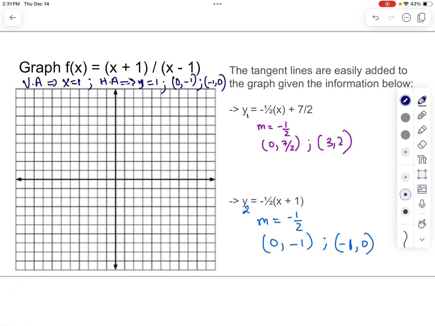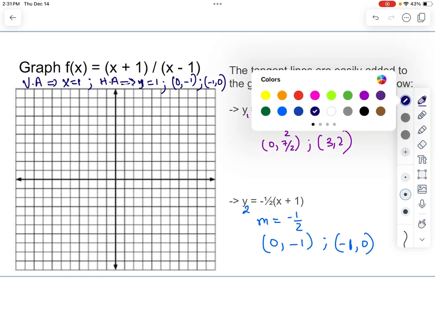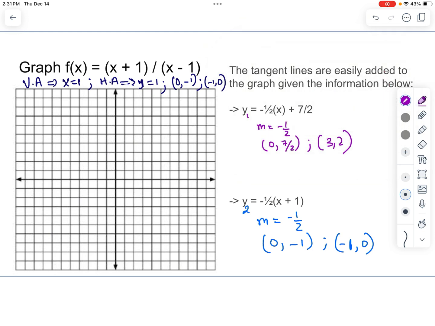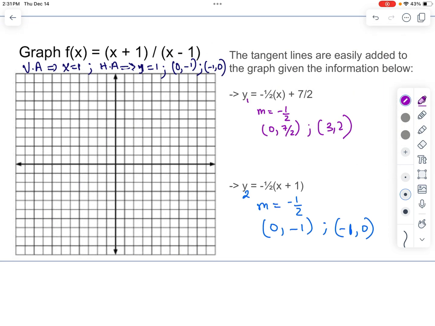I'm going to start by graphing the tangent lines, and then I will move to graphing the function f of x. So the very first equation I'm going to graph is negative 1/2 x plus 7 over 2. Using the points given to me here, (3, 2), and using my rise over the run or slope, I'm going to get a couple of points here, just so I can get my line here. So there goes the first tangent line. There goes y1.